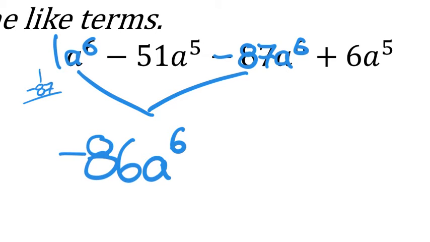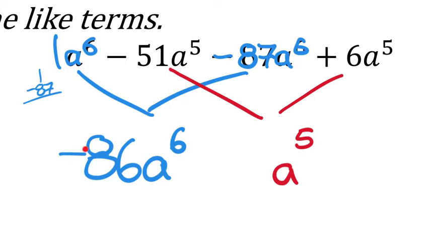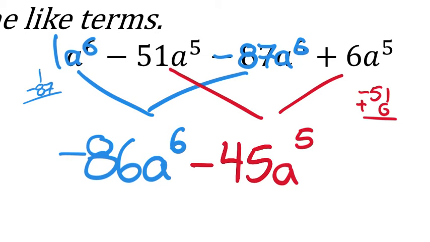So for me, I would show that as 1 minus 87, which comes out as negative 86 a to the power 6. And then I would look to combine those with my other a's, but they're a to the power 5's. And yeah, by combine, I'm just showing the expression. We can't actually combine those. They're not like terms. Okay, so how many a to the power 5's do we have? Well, we got negative 51 of them. And then we got positive 6 of them, right? So I'm just going to do negative 51 plus 6, which comes out as negative 45 a to the power 5, okay?